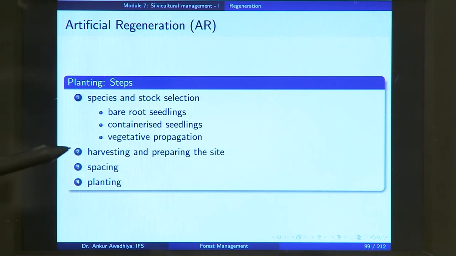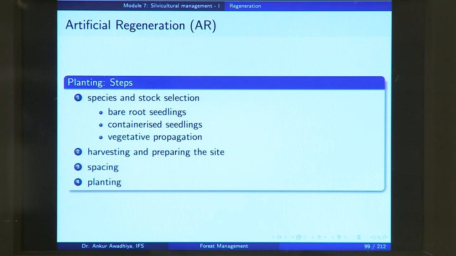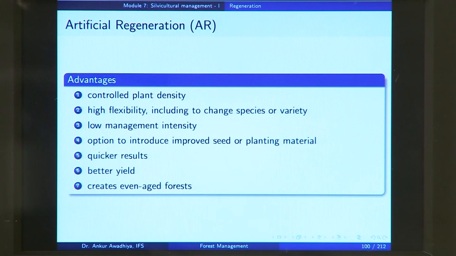Then you also select your spacing that you want. So, do you want to have your plants close by, or do you want to grow them at a distance? So, that is also another management decision that you need to take before you are making holes in the ground. And then you go for the planting operation, in which you put your seedling into the holes that you have generated. Now, artificial regeneration is preferred because it has a number of advantages. You have a very good control over the plant density.